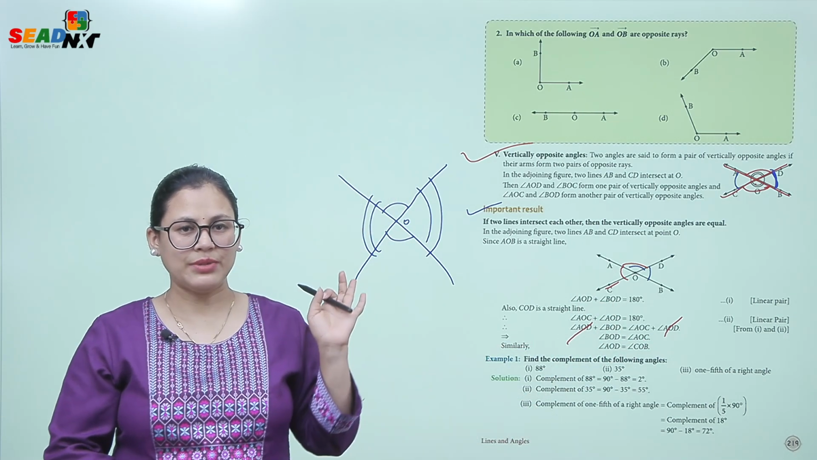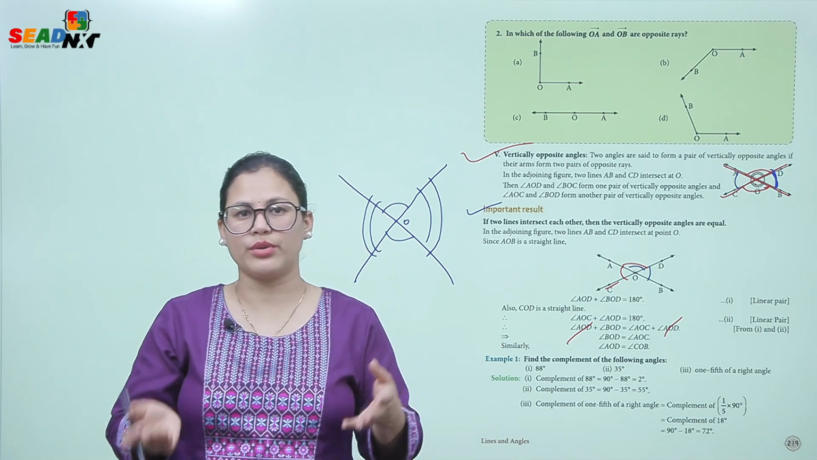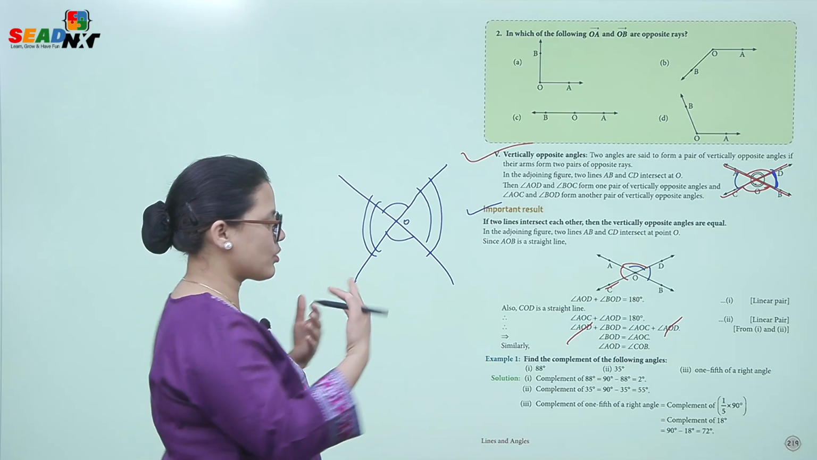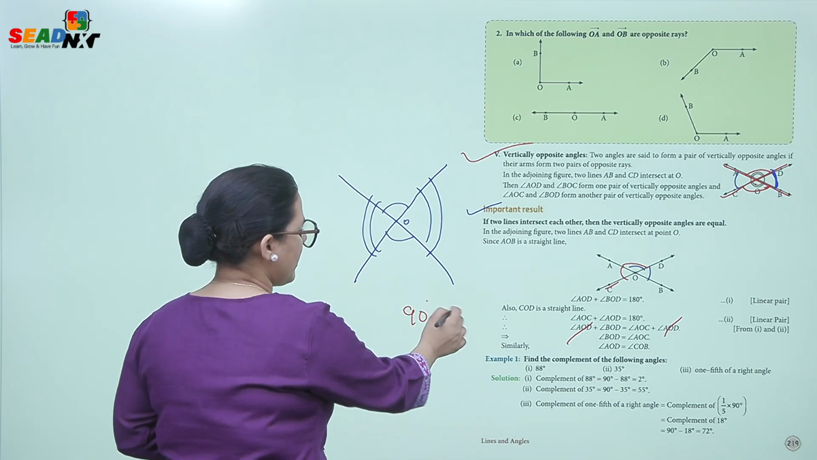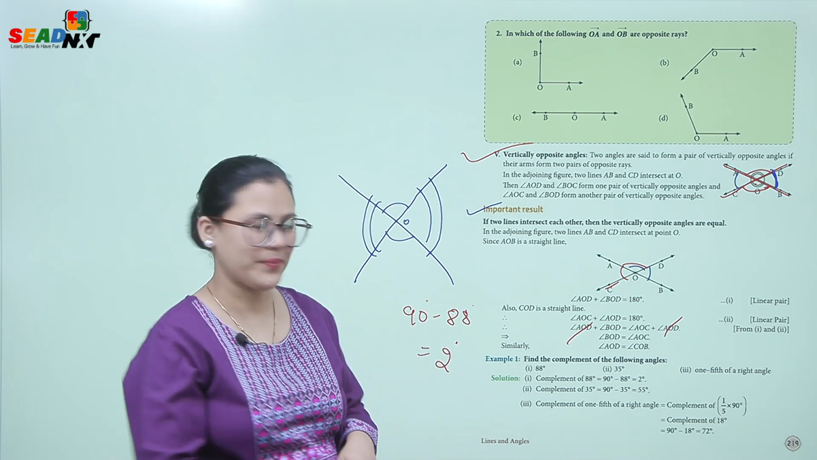Let's see Example 1. You have to find the complement of the following angles. This is very easy. Complement means 90 degrees. One angle is given as 88 degrees. So its complement will be 90 degrees minus 88 degrees. So the answer is 2 degrees. Okay.